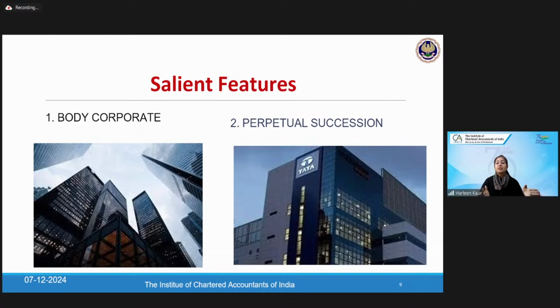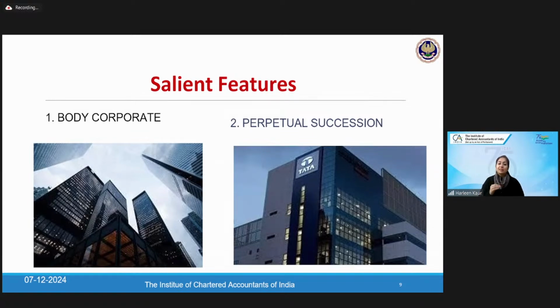Now, the second feature is perpetual succession. Perpetual succession means continuity in its existence. Miss Kavita is asking whether the common seal is not mandatory. Okay, we will come to the point of common seal, Kavita, then I will explain. Vishwas is asking about LLP. This is not LLP, child. We are discussing companies. I will explain how the company is different from LLP. You must have done LLP recently, but here we are talking about the Companies Act.